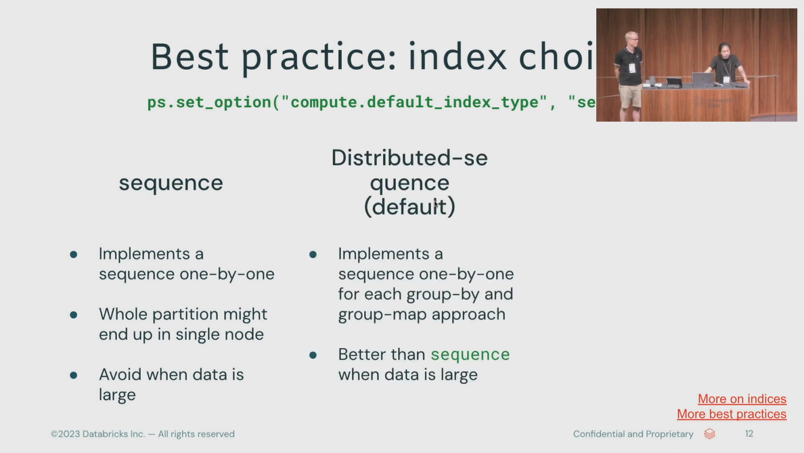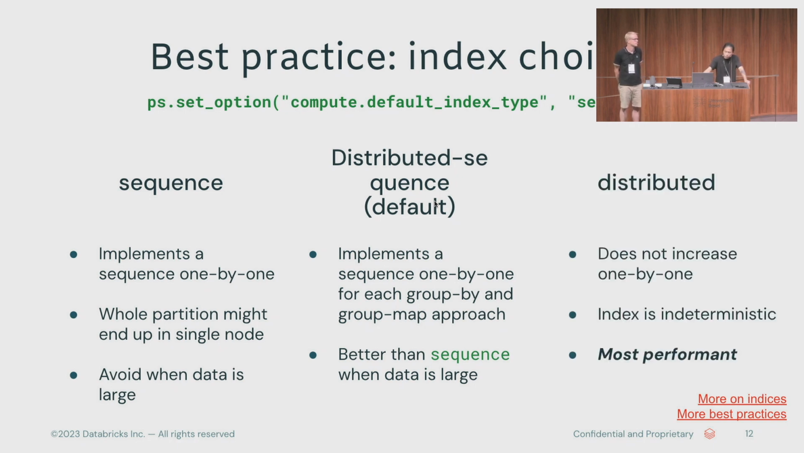Second one is the distributed sequence. It uses the group by and group map approach. So yes, it requires a shuffle, but it is distributed, and it is also compatible with the range index in Pandas. Third one is the distributed. This is not compatible with the Pandas index. It will create an index that increases somehow, from the end user's perspective arbitrarily growing, but unique. But this doesn't require a shuffle, so this is the most performant one if your Pandas workload is not dependent on the index operation.